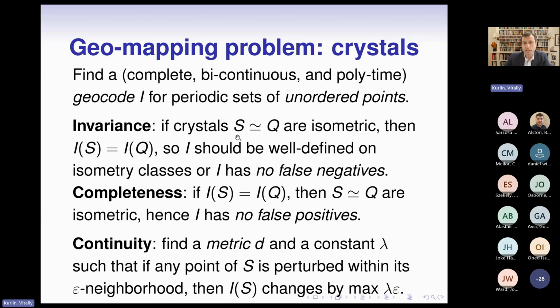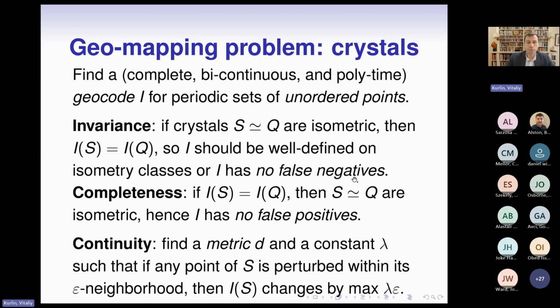So 2 crystals, isometric or rigidly equivalent, a little bit stronger. If isometric, then this geocode should take the same value. So we call it, in this case, invariant. One simple example of invariant could be, say, physical density. It's invariant: if 2 crystals are rigidly equivalent, then of course they have the same physical density. In the language of computer science, it means that an invariant is a descriptor with no false negatives.